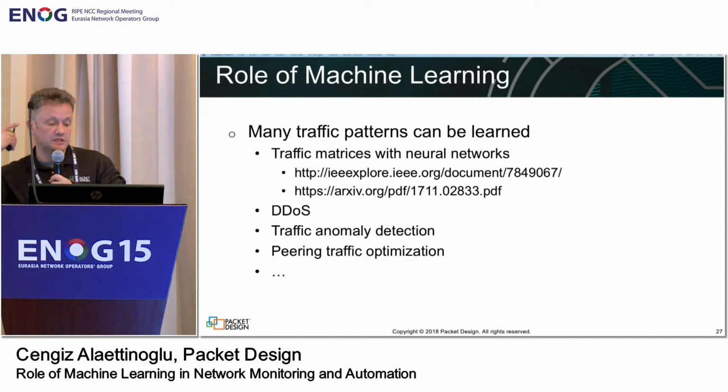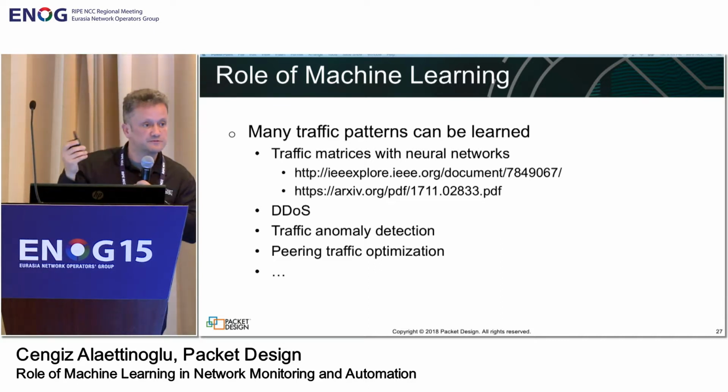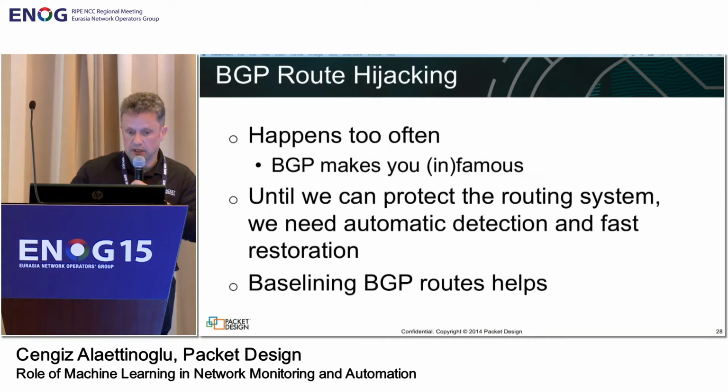Anyway, machine learning is very promising in networking. Many traffic patterns can be learned. People are also learning traffic matrices with neural networks, but it needs a lot of data to be effective. In traffic matrices and so forth, we don't have that much data, but there is a lot of data available for DDoS, traffic anomaly detection, BGP data, and so forth. I'm going to skip this particular use case in the interest of time, since I've run out of time.